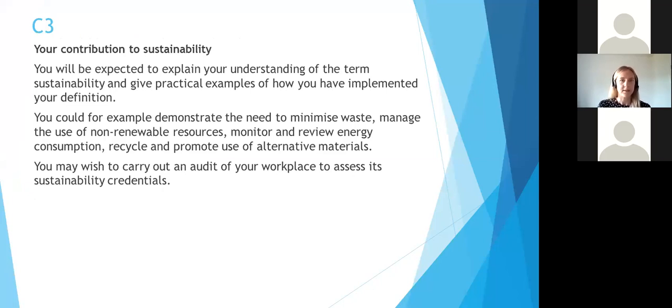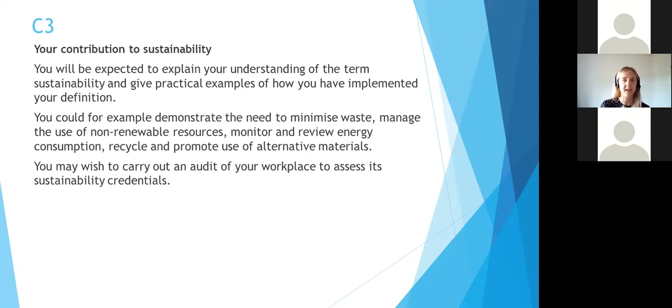As always, here is the exam question we're faced with for C3. You'll be expected to explain your understanding of the term sustainability and give practical examples of how you've implemented your definition. You could, for example, demonstrate the need to minimize waste, manage the use of non-renewable resources, monitor and review energy consumption, recycle and promote use of alternative materials.